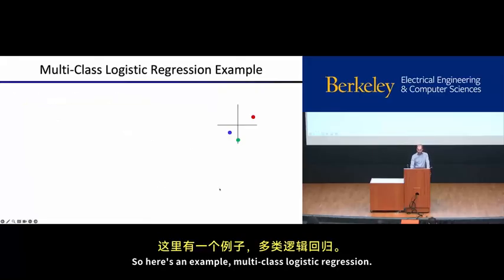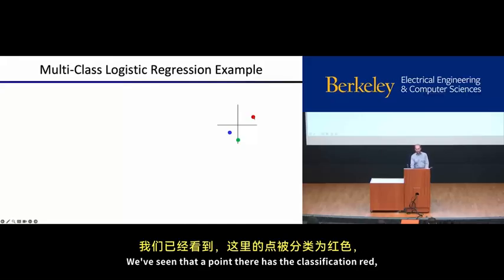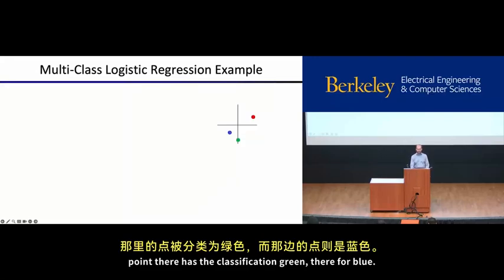So here's an example of multi-class logistic regression. We have 3 classes, red, green, and blue. We've seen that a point there has the classification red, a point there has the classification green, there for blue.